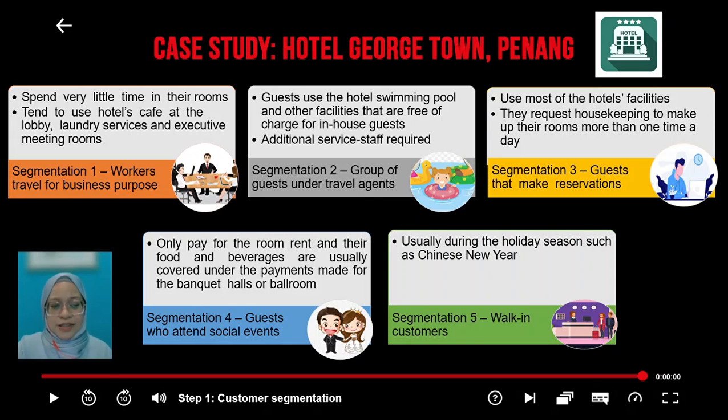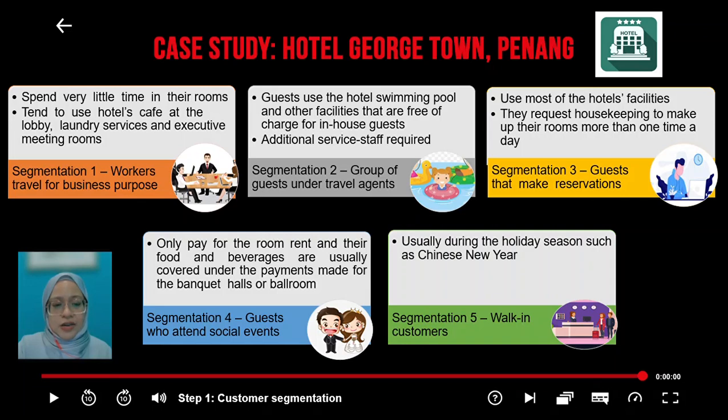The first customer segment comes from workers who travel for business purposes. These guests are usually from companies that travel for business purposes. These customers spend very little time in their rooms and they tend to use the hotel's cafe at the lobby, laundry services, and executive meeting rooms that are frequently used to entertain visitors. Customer segment 2 comes from groups of guests under travel agents. These customers seldom use the food services of the hotel, whether it is the room service or the restaurant.